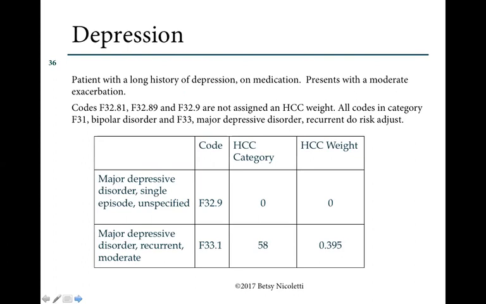All of the other codes in the F32 category do: major depressive disorder, single episode, mild, moderate, severe, in full or part remission. And all of the codes in F33, major depressive disorder, recurrent, even the unspecified code, risk adjust. So if we could do only one thing in primary care, well, more than one thing, we're going to make sure our diabetes coding is very specific.